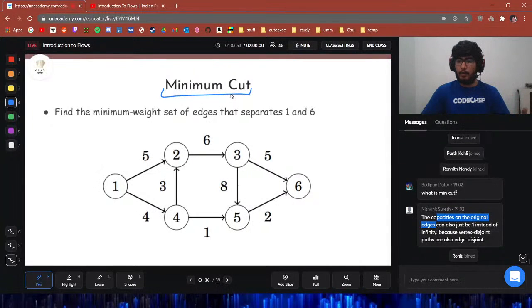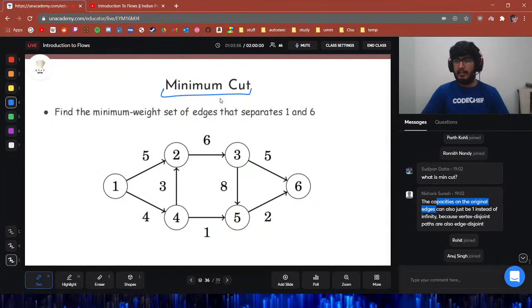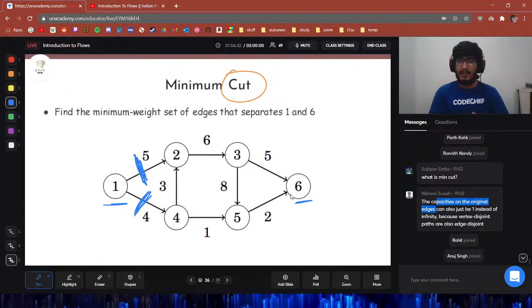The minimum cut problem is very closely related to the maximum flow problem, and we are going to see why. Basically, let us not talk about a minimum cut, let us talk about cuts first. A cut is a set of edges which, when removed from the graph, like let's say I'm going to remove 5 and 4, I have cut this 5 edge and this 4 edge. After removing these edges, 1 and 6 are now disjoint. Basically, I cannot go from 1 to 6 using any path. That is what I mean by a cut.